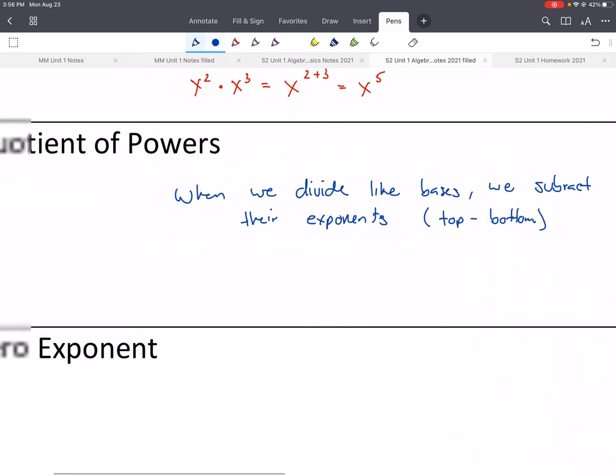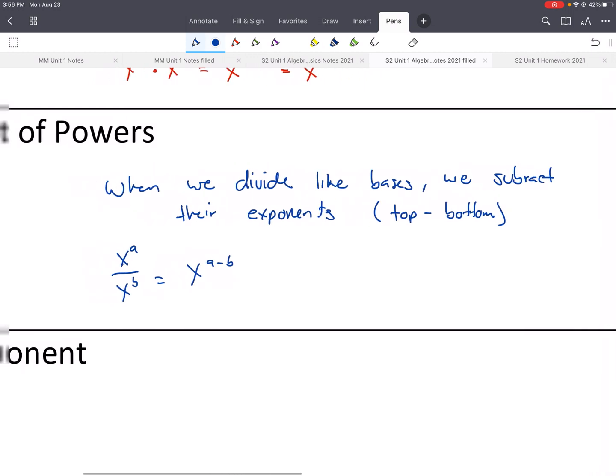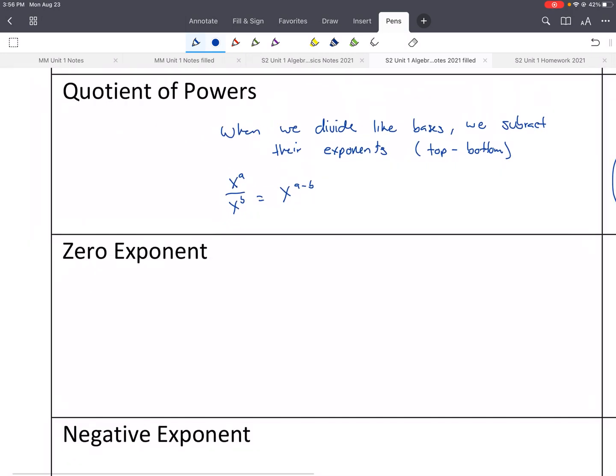All right, so kind of doing the same thing, we could write this. This is like x to the a over x to the b. That's the same as x to the a minus b. Or if we did an example, which I did, well, we already did one over there, so that should be good. Okay, next, the 0 exponents.